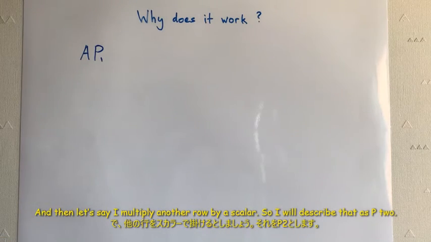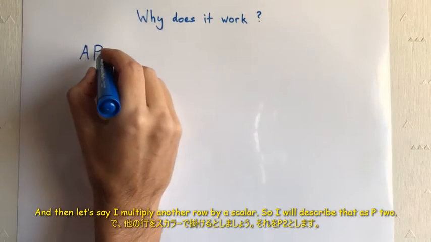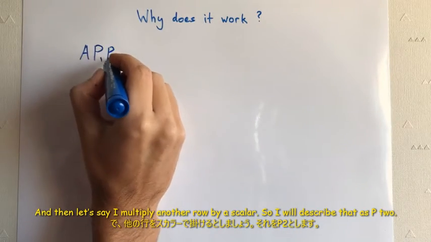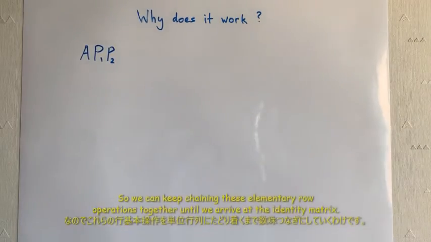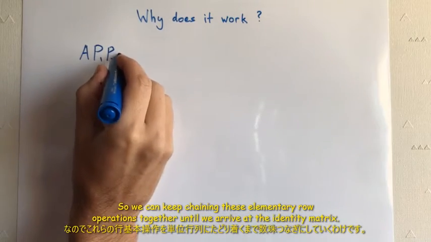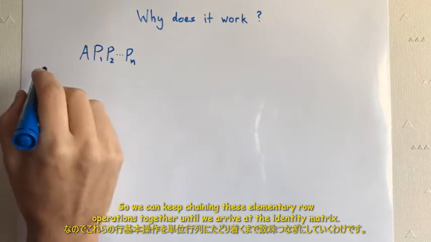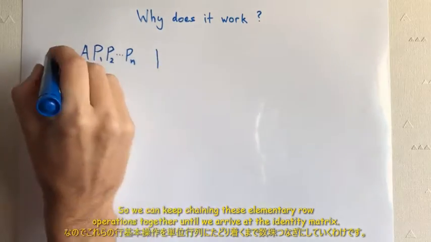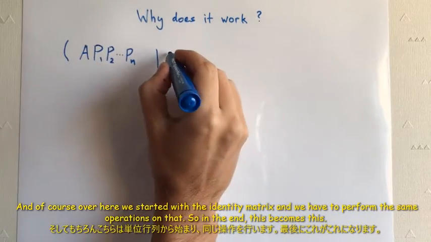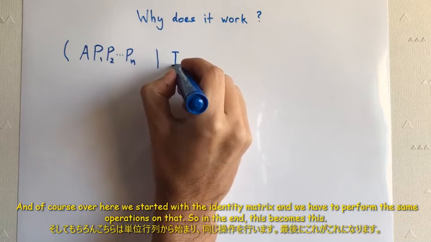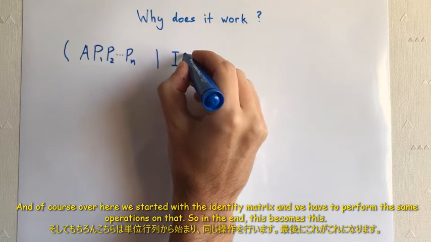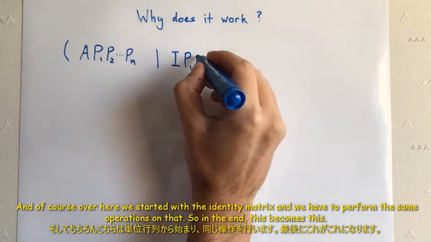And then let's say I multiply another row by a scalar. So I'll describe that as P2. And so we can keep chaining these elementary row operations together until we arrive at the identity matrix. And of course, over here, we started with the identity matrix, and we have to perform the same operations on that.